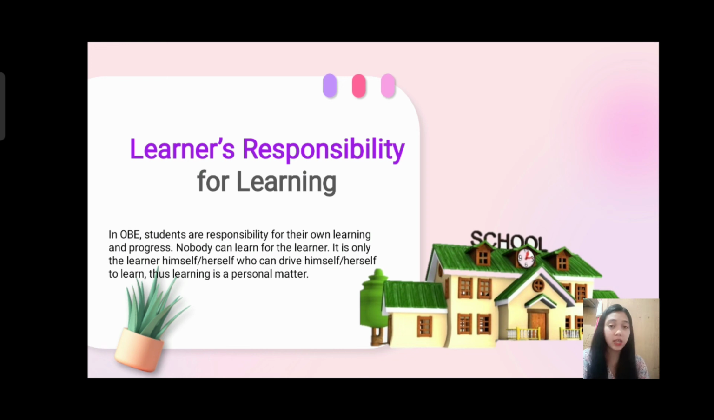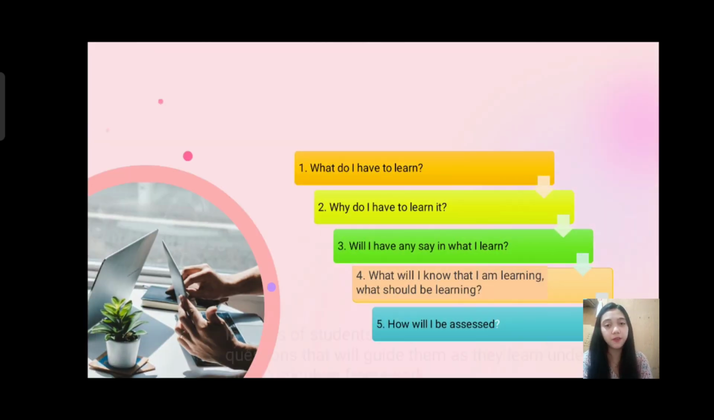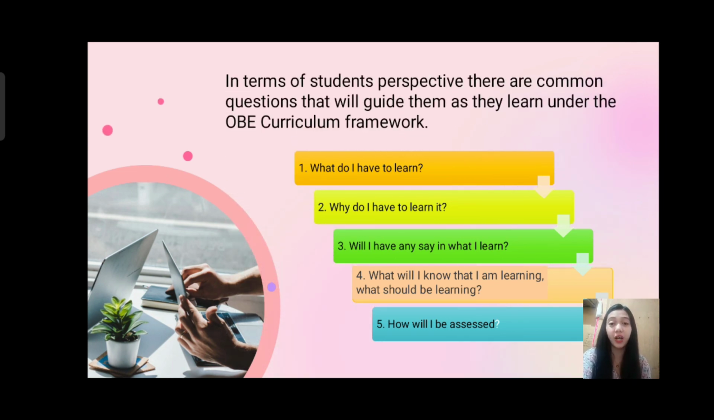Okay, so it clearly says that learning is a personal matter, which is correct because nobody will do the learning for us. Teachers will only facilitate what we should do and what learning outcome we should accomplish to say whether we are learning or not. Of course, it helps us to be aware of what we should do when we are learning. However, in terms of the students' perspective, there are common questions that will guide them as they learn under the OBE curriculum framework. So to guide the students in OBE learning, they should ask themselves the following questions.